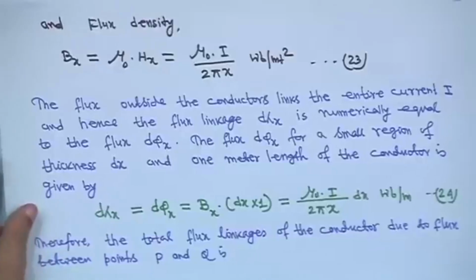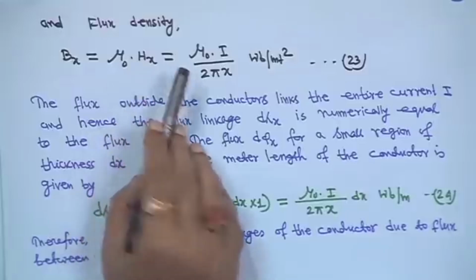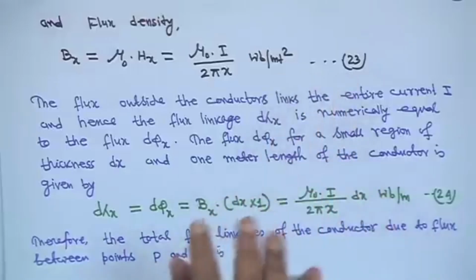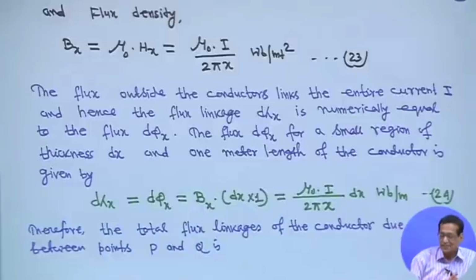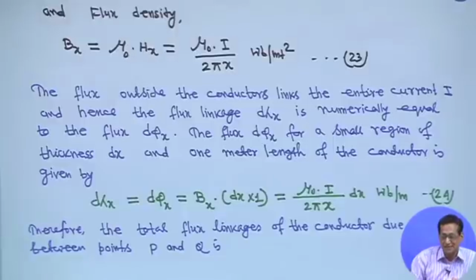Now, the flux density we have just seen at a distance x, Bx, is equal to mu 0 Hx. So, mu 0 Hx is I upon 2 pi x, this is Weber per meter square. This is equation 23. The flux outside the conductors links the entire current I, as I told at the beginning, and hence the flux linkage d lambda x is numerically equal to the flux d phi x. Here no question of a fractional term will come because it is external to the conductor. So, numerically d lambda x and differential flux d phi x both are the same.